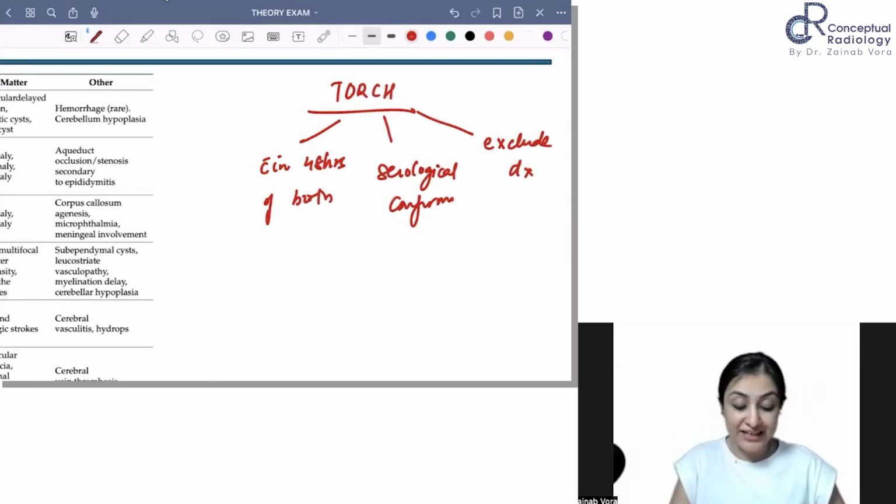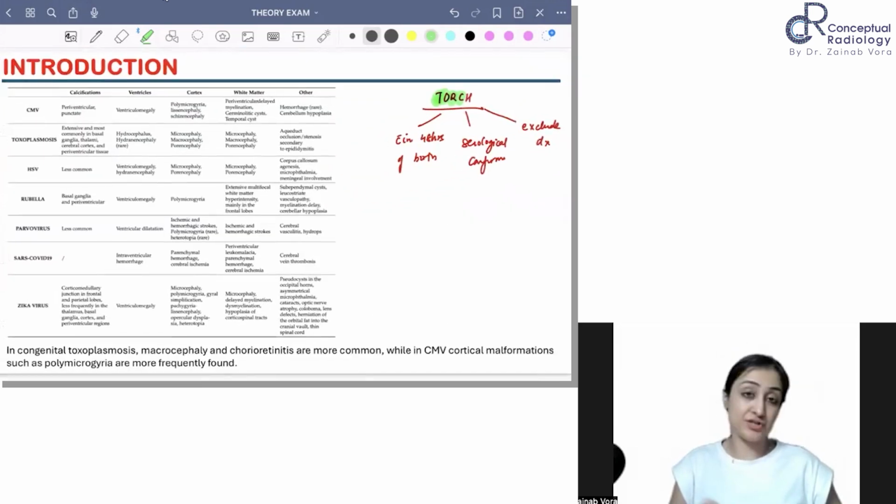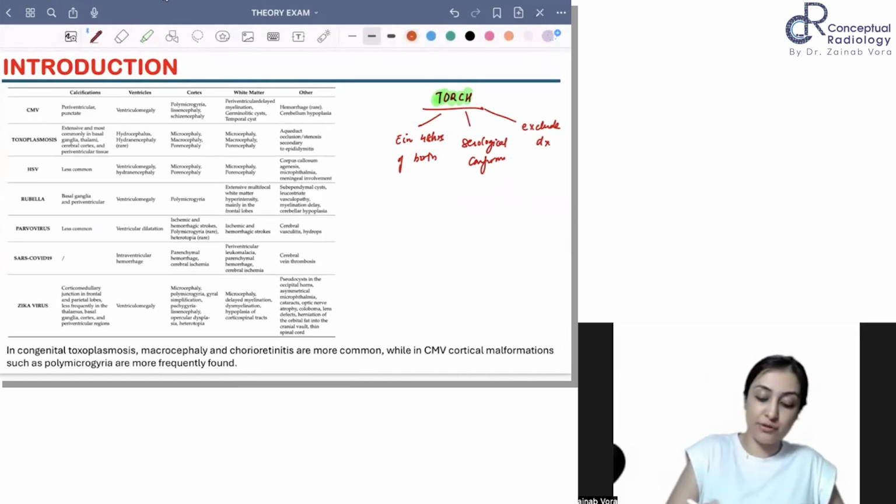What does torch include? I'm not going to write that. I'm hoping you know that. Toxoplasma, other infections such as syphilis, parvovirus, R for rubella, C for CMV, H for herpes, right? So this is what comes under the spectrum of torch, out of which the most common is CMV.